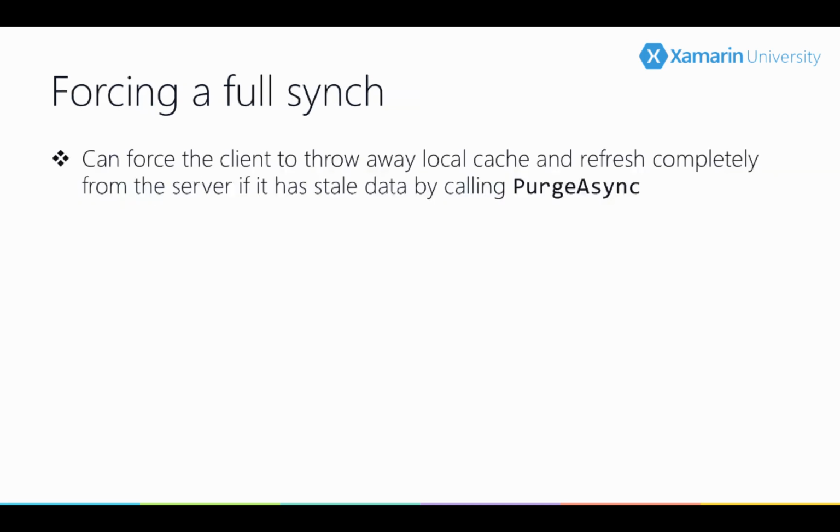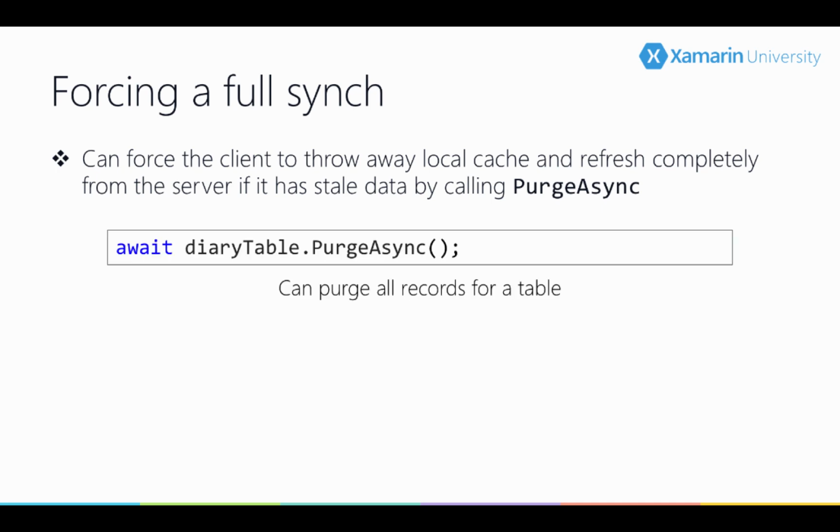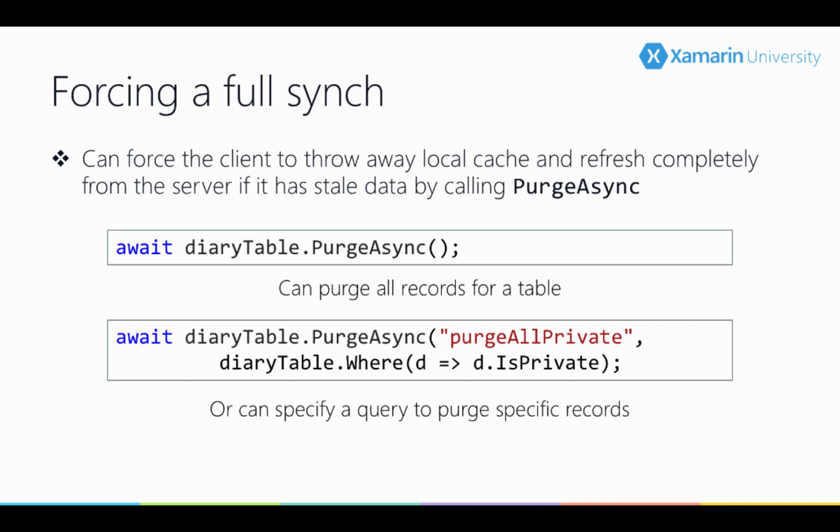You can clear the contents of the local store using IMobileServiceSyncTable.PurgeAsync, and this might become necessary if you have stale data in the client database or if you wish to discard all pending changes. A purge will clear a table from the local store. If you want to remove just a specific set of records from your local database, you can pass a query into PurgeAsync to be a little more specific.